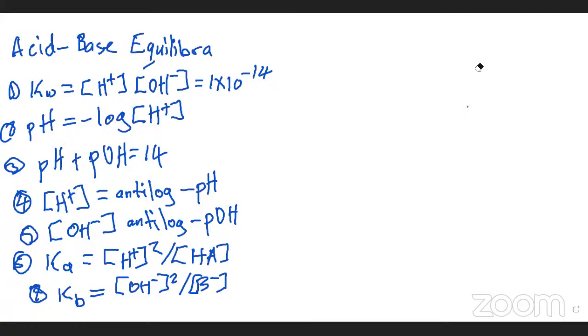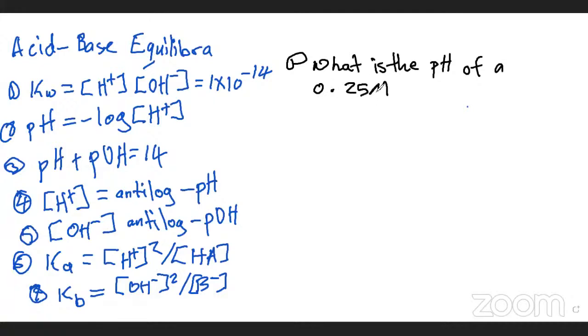All right, so this is the easiest and simplest calculation that you will get to perform: the pH of a strong acid. For example, very simple and straightforward. What is the pH of a 0.25 M? Remember, capital M is moles per dm cube, right? So what is the pH of a 0.25 moles per dm cube hydrochloric acid solution?